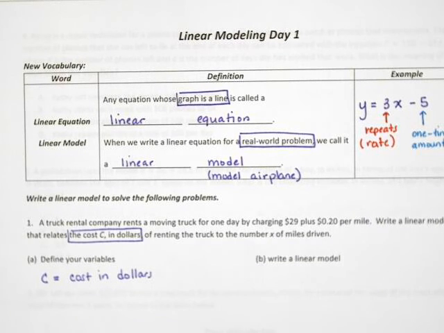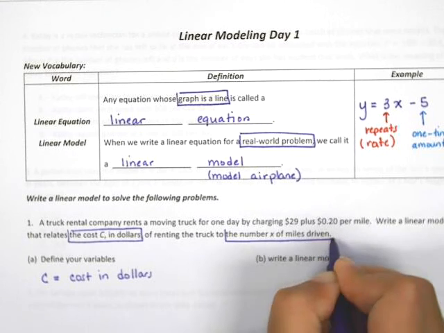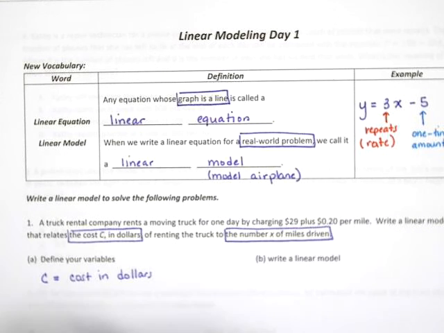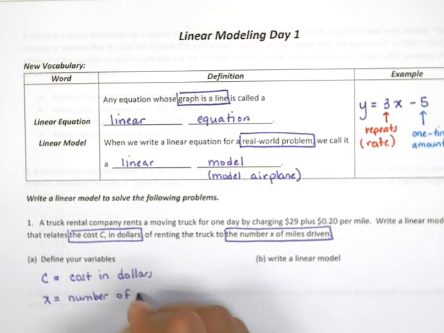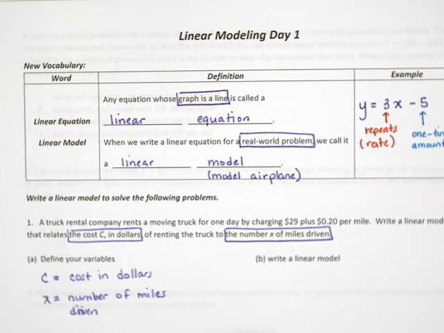Now the second variable that it gives me here is the number of X miles driven. So X is going to stand for the number of miles driven. Oh, I can't spell. D-R-I. There we go. Driven.